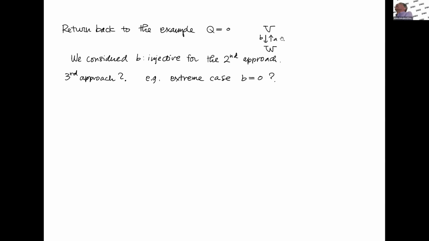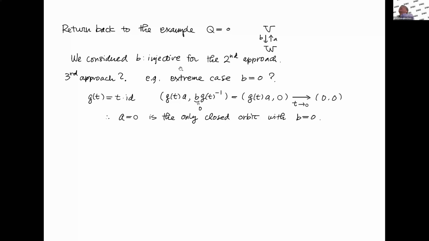So in this case, A times B. I assumed B is injective in the second approach. So let us try to drop this condition. Let us consider the extreme case, B equals 0, and let us study what the closed orbits are in this case. So take g(t) to be t times the identity, and I multiply g(t) to A and B. So this is a conjugation action. And I assume B equals 0. So in this case, this is just g(t) acting on (A, 0), and this is t times A.